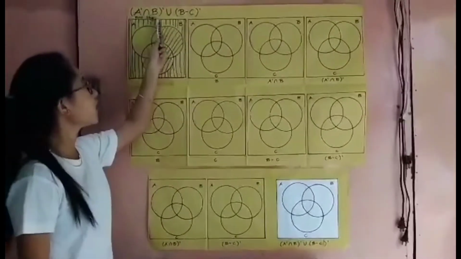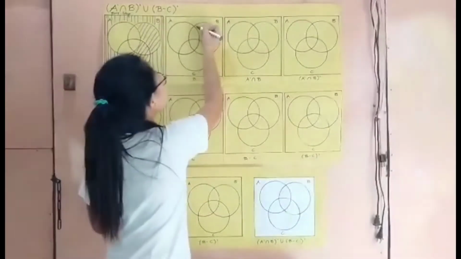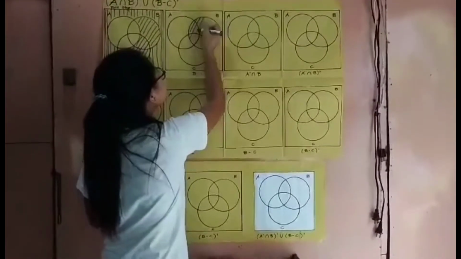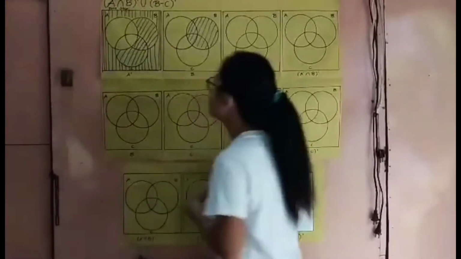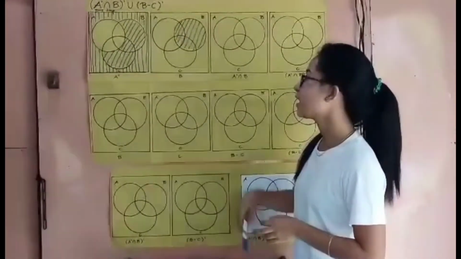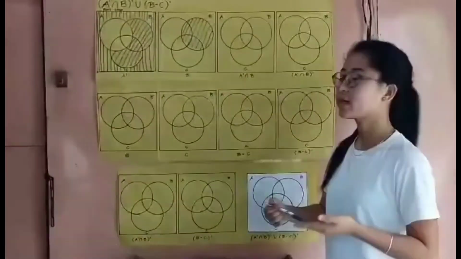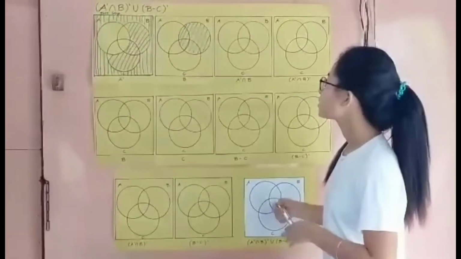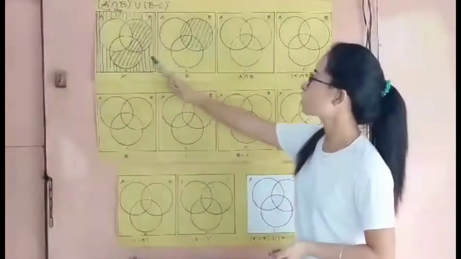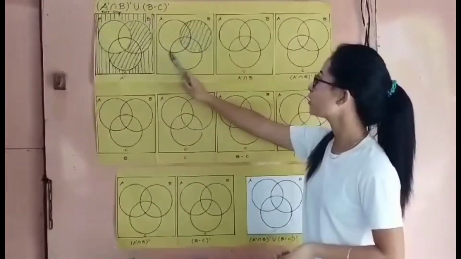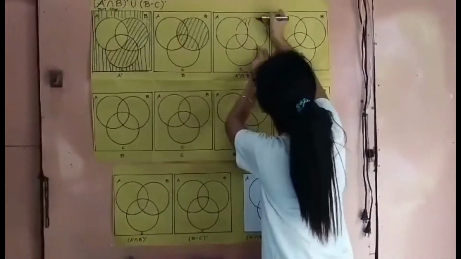Then the B. So we will just shade everything in circle B. And now that we already determined the A complement and B region, we can now identify the intersection between them. When we say intersect, we will look for the common shaded part of these two diagrams. And it would be in this region.